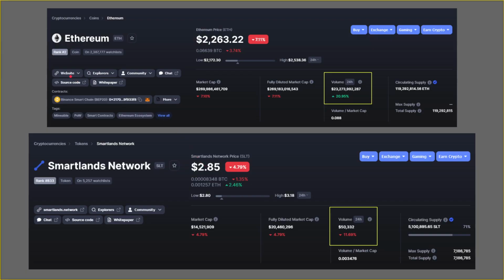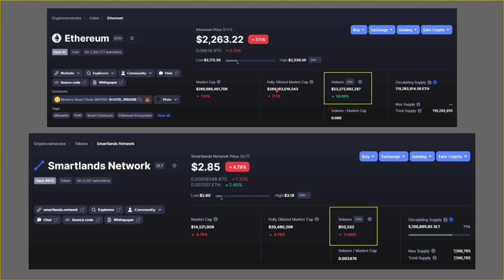So here are two examples of two different coins. On top we see Ethereum, and on the bottom we see Smartlands Network, which is a coin project that focuses on real estate digitization, essentially turning houses or real estate properties into NFTs and selling those off. Ethereum has a high market cap that's considered a large capitalization. This is the second largest capitalization, second only to Bitcoin. We see $269 billion. Comparing that to Smartlands, we only see $14 million. So we would consider Smartlands a small cap coin.